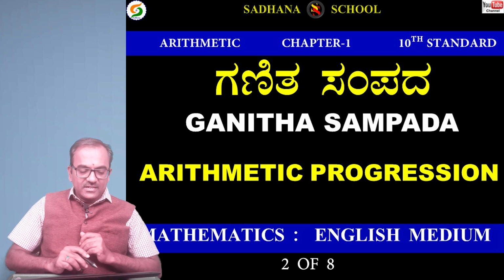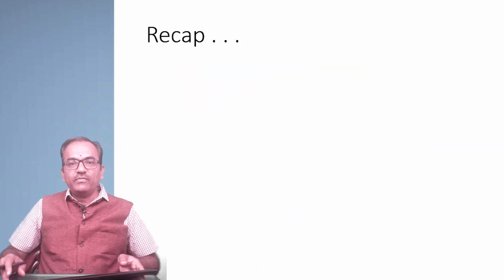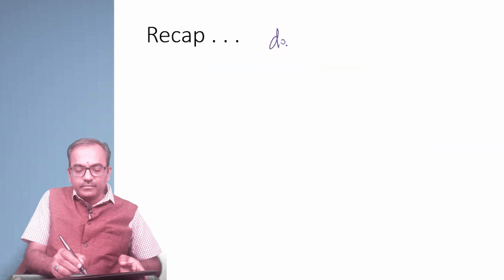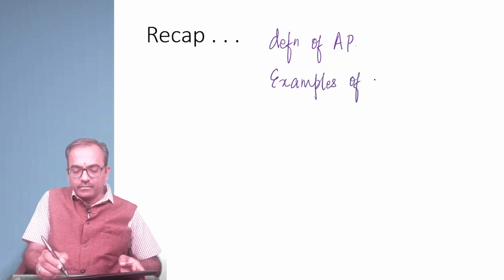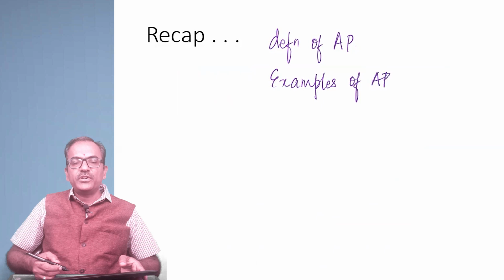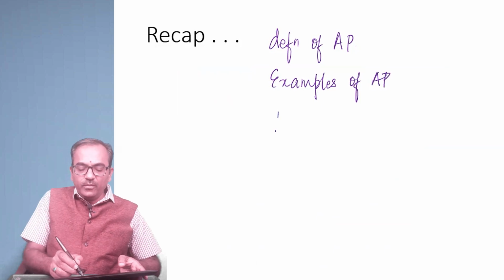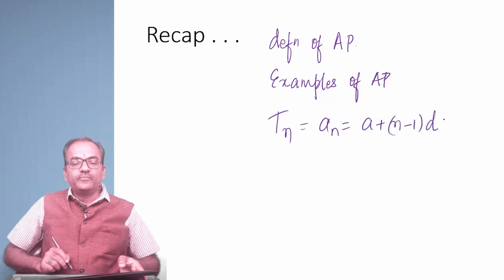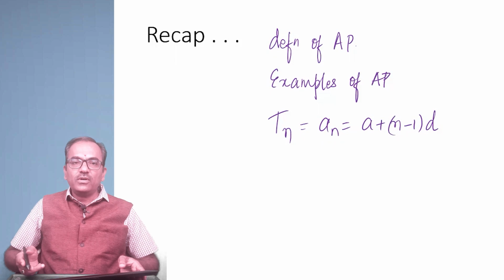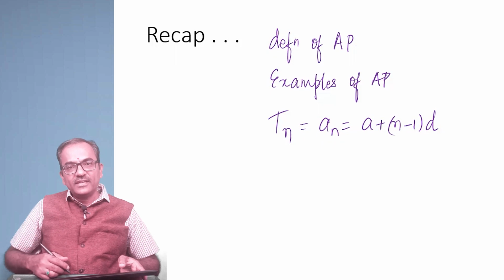Dear children, in the last class we studied about the definitions of arithmetic progression, few examples for arithmetic progression, and then we also studied the formula Tn or An is equal to a plus n minus 1 times d. Based on this formula we were able to solve few problems, and also there are few problems which are already given as solution in your books in the form of solved examples. Hope you have looked into those problems and you have tried.